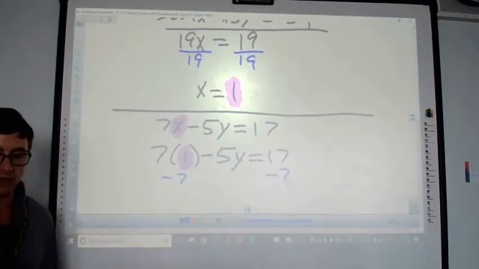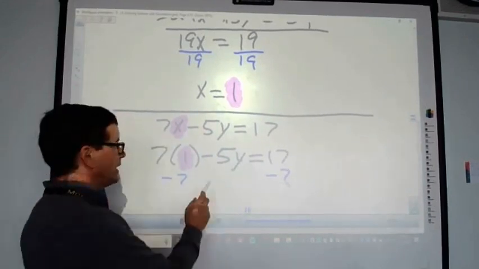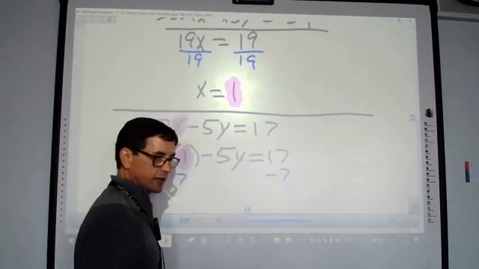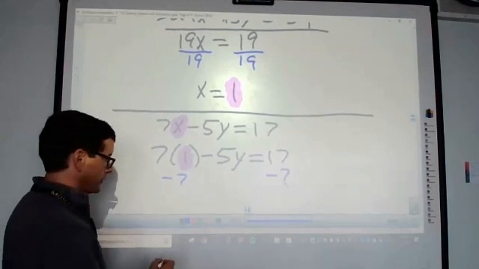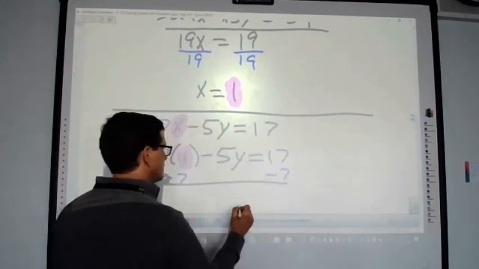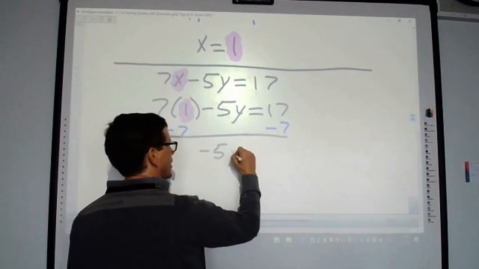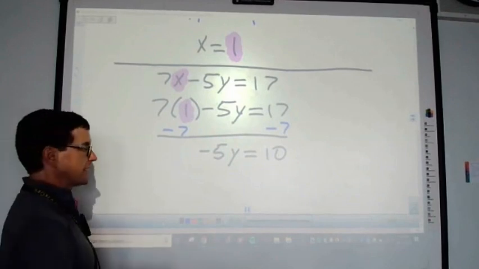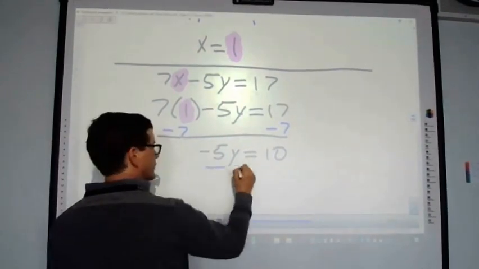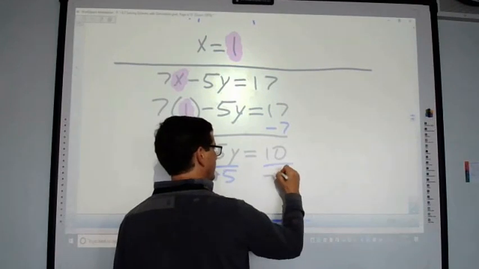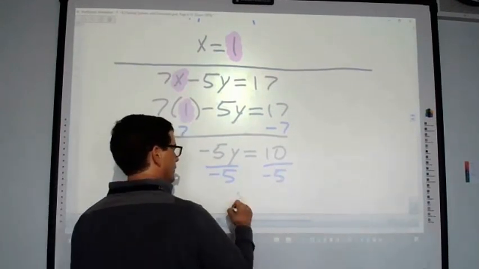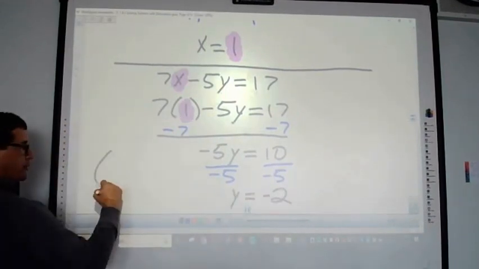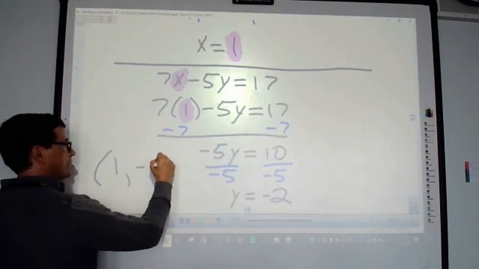And again, I'm thinking along the way as I'm doing this problem always. I'm looking at the number in front of y, which is negative 5, and thinking about, am I going to be able to divide it equally? The answer is yes, because what I get is negative 5y equals 10, and negative 5 divides into 10. So divide both sides by negative 5, and we get y equals negative 2. Written as an ordered pair, your answer is 1 comma negative 2.